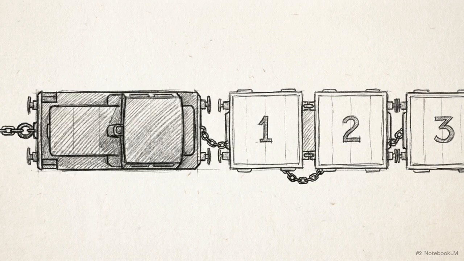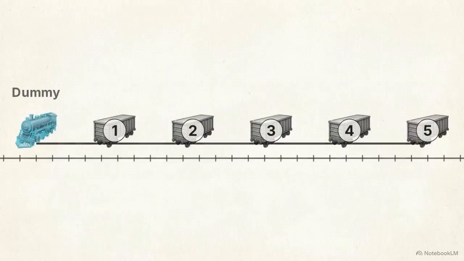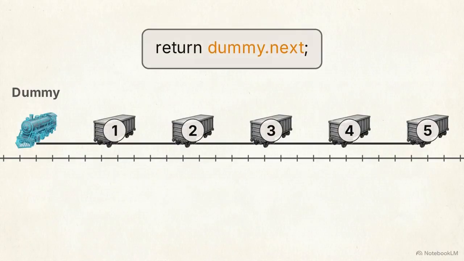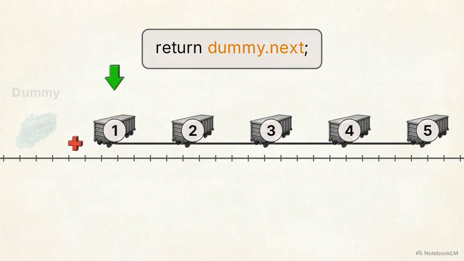Our sorted sequence is still anchored to that temporary dummy engine we placed at the beginning. As you can see in the diagram, we solve this by returning dummy.next. This tells the system to ignore the fake locomotive, step over the very first chain, and start reading the actual merged list at the 1-ton cargo car.